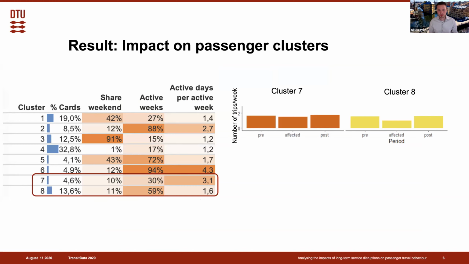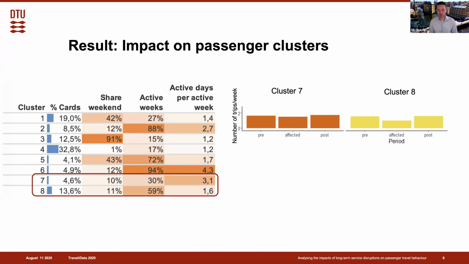So just to give you one example here, if we pick out cluster 7 and cluster 8, we can see that the number of trips per week is almost the same in the pre-phase for both of these clusters. But we can see that there's quite a difference in the affected phase, which means that in cluster 7, people continue to use the replacement service when the rail line was closed, while in cluster 8, they more avoid using those buses.